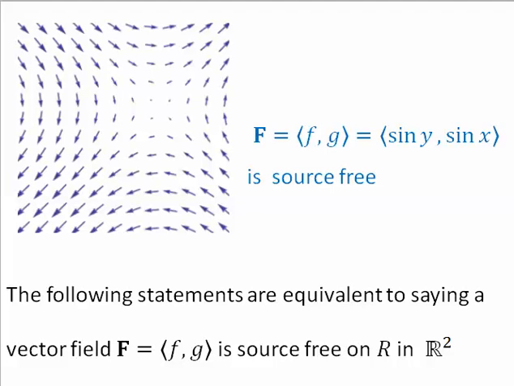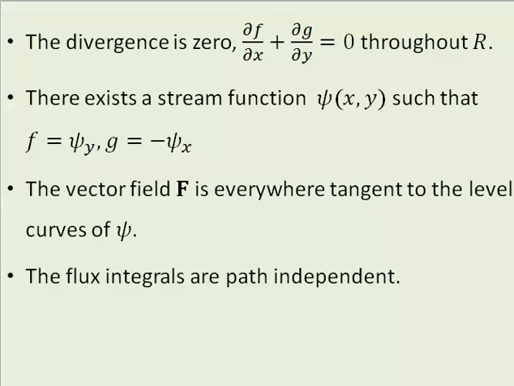Now let's go to source-free. The following statements are equivalent to saying a vector field is source-free. The divergence is 0. There exists a stream function phi such that f is phi partial y and g is negative phi partial x. The vector field is everywhere tangent to the level curves of phi, and the flux integrals are path independent.